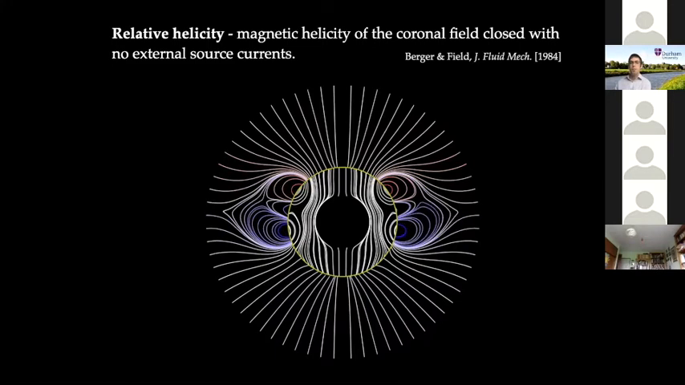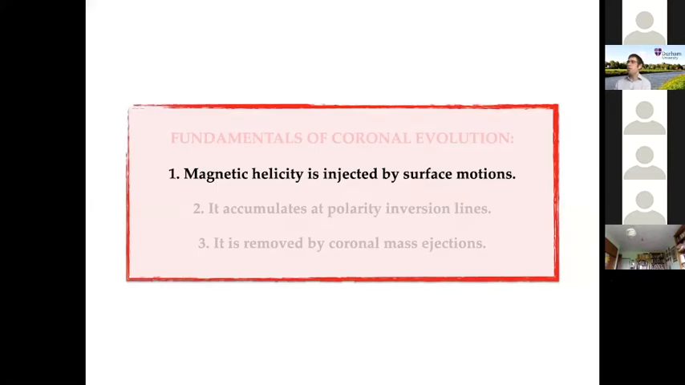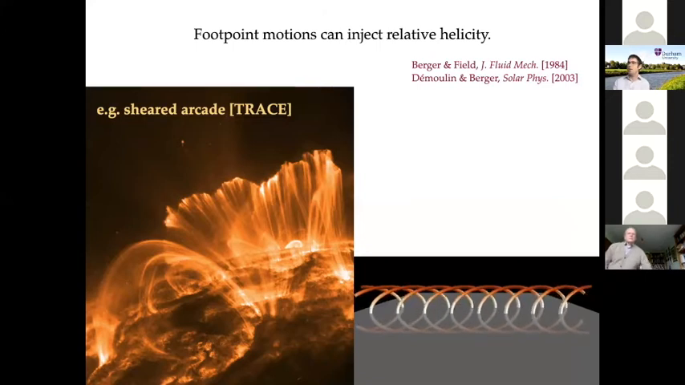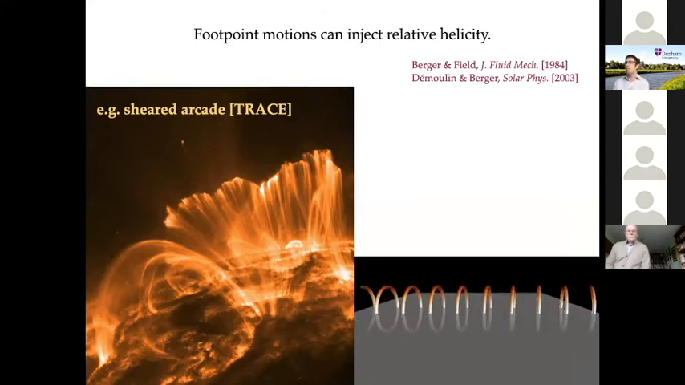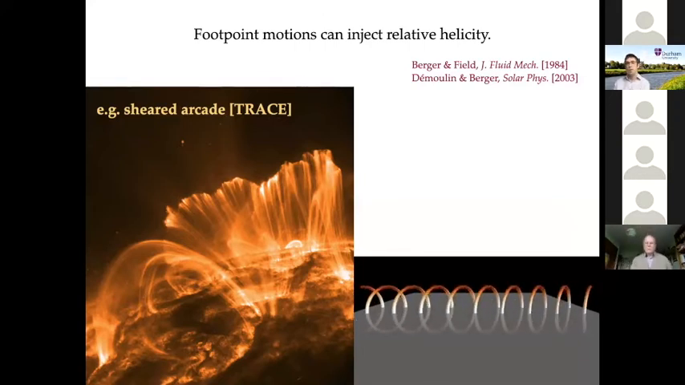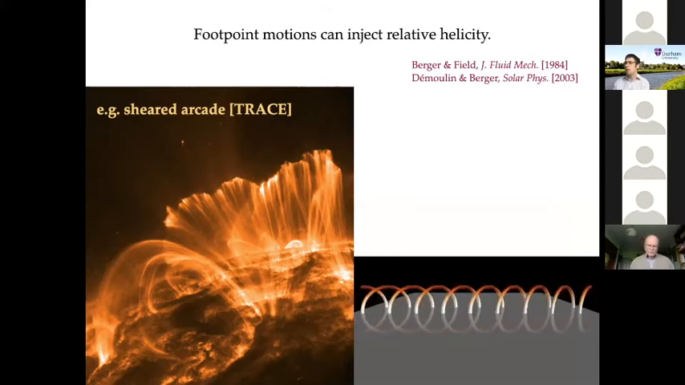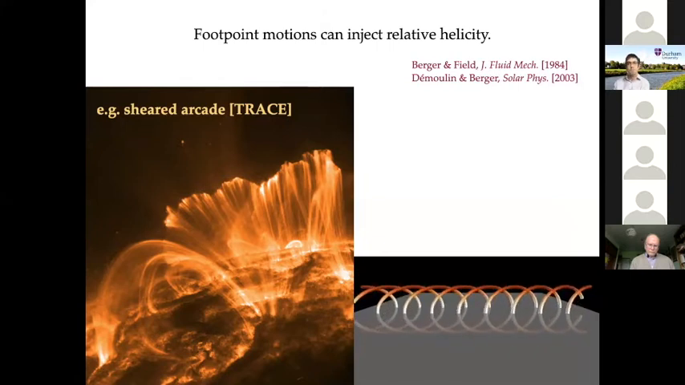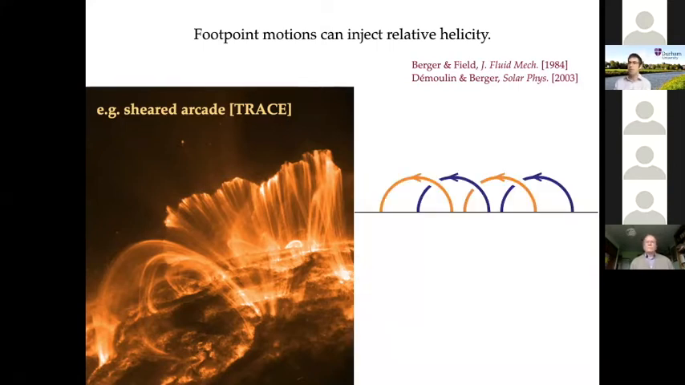So the question then is, how is this helicity injected into the corona by surface motions? And I think it's useful to look at a simple cartoon here as well. The example I'm going to look at is a sheared magnetic arcade, so a line of coronal loops. And in the cartoon at the bottom, you can see this arcade is being gradually sheared. So there's an opposite velocity on either side. So you're building up essentially shear or electric current within the arcade. And if I draw it schematically, it basically looks like that.